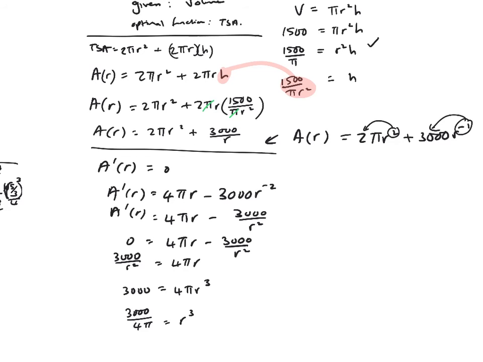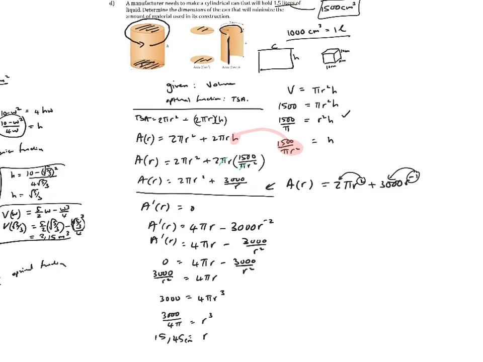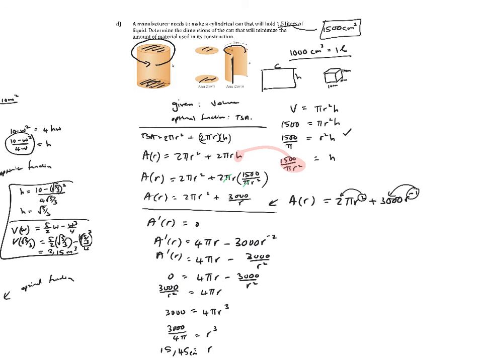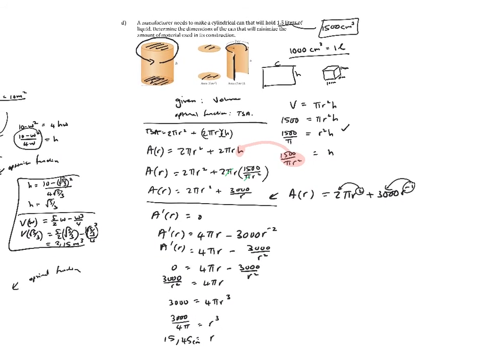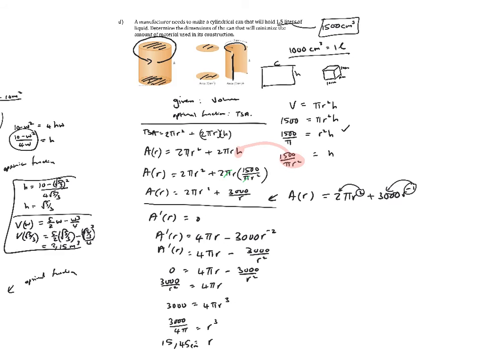And you just type that in your calculator and you find the cube root of that. And what is that equal to? It is equal to 3000 divided by 4 pi, and the cube root of that answer is equal to 15.45, centimeters. That was the radius. And what did they actually ask you? Did they ask you to find the radius? No, determine the dimensions. Okay, so that's the radius, and what's the other dimension which we need?